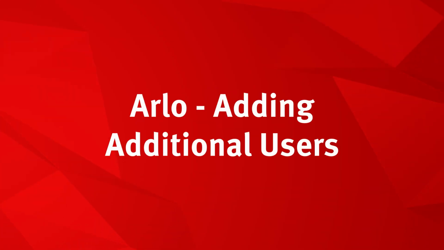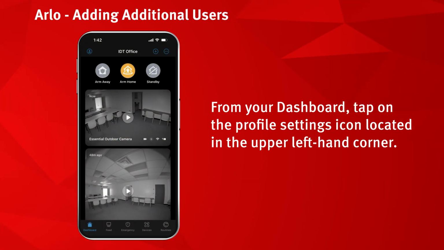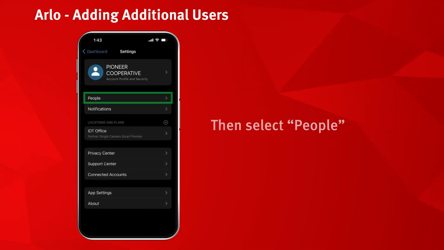Hi, today we're going to show you how to add an additional user to your Arlo account. Let's get started. From your dashboard, tap on the Profile Settings icon located in the upper left-hand corner. Then select People.